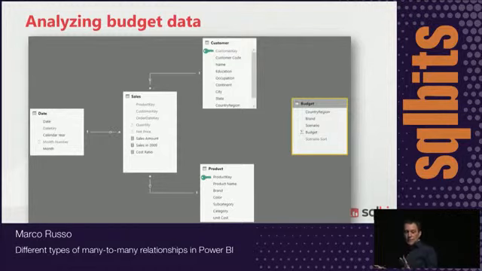If you look at the data model now, you can imagine that the brand and the country are two columns that exist in the customer and product table.